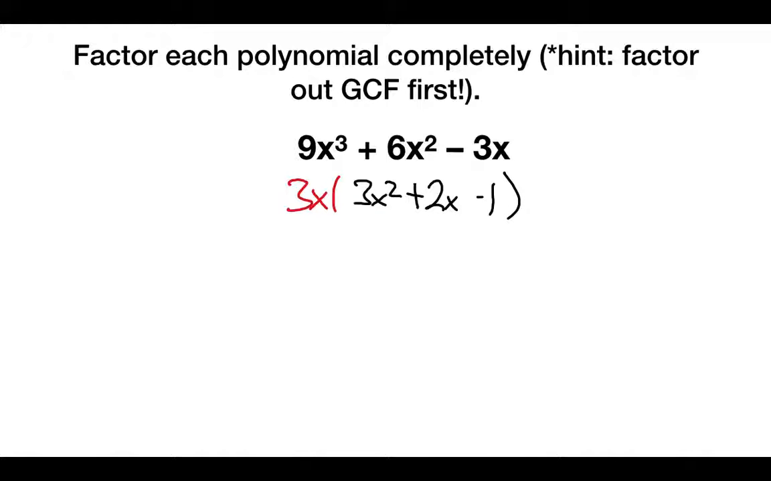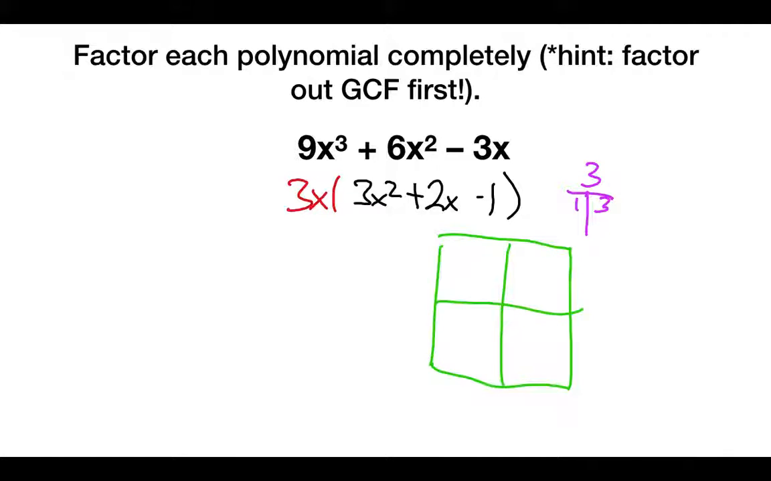3 times 1 is 3, but because it's a negative, I'm finding two numbers that will have a difference of positive 2. The factors of 3 are 1 and 3, and yep, their difference is 2, meaning I'm going to use the box method here. 3x squared, 3x, negative x, and negative 1.